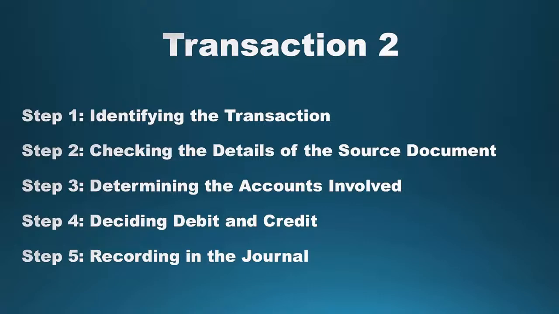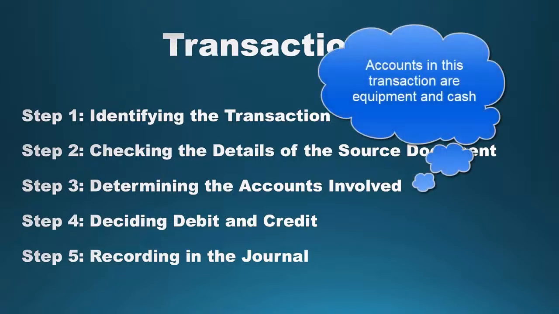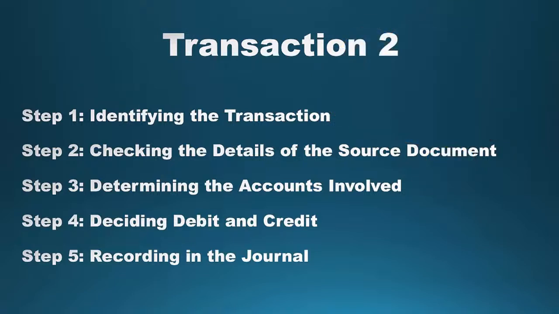Step 3. Determining the accounts involved. Now, let's identify which accounts are affected. Account 1. Equipment account. This is an asset account because the flower cooler is a long-term resource for the business. It will help generate revenue over multiple years. Account 2. Bank account. This is also an asset account, but it decreases because cash was used to pay for the flower cooler.